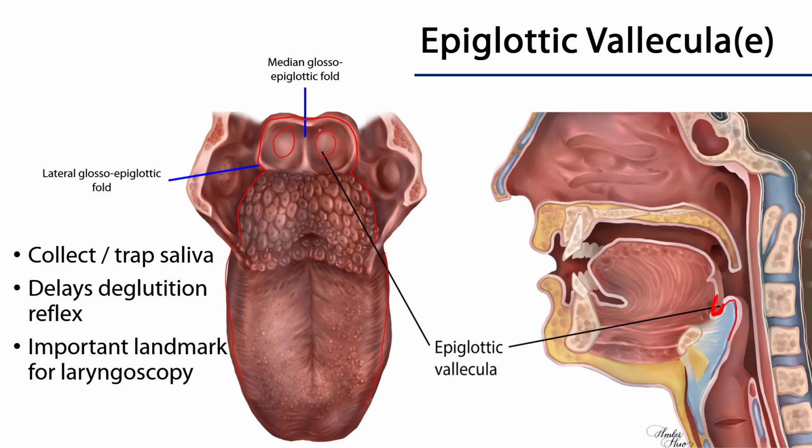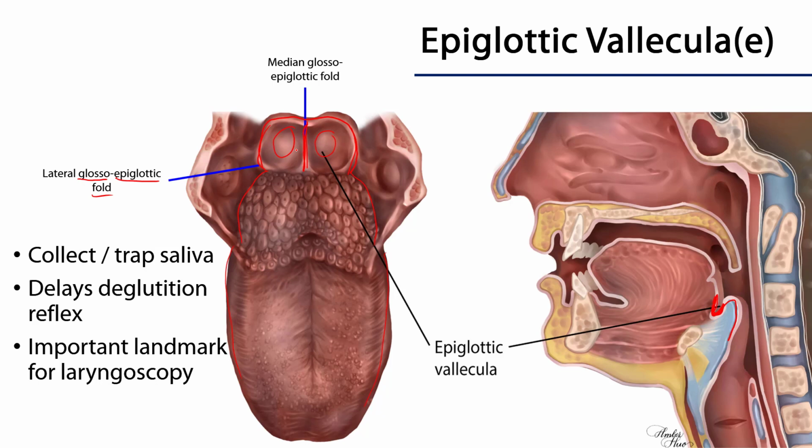And these are really indentations formed by three folds. So laterally here we have the lateral glossoepiglottic folds. And then medially here, and these names rather do make sense, is the median glossoepiglottic fold. So these are running between the tongue and the epiglottis.